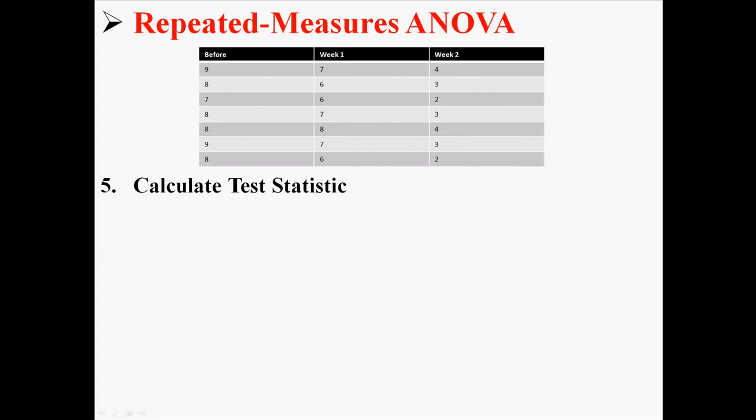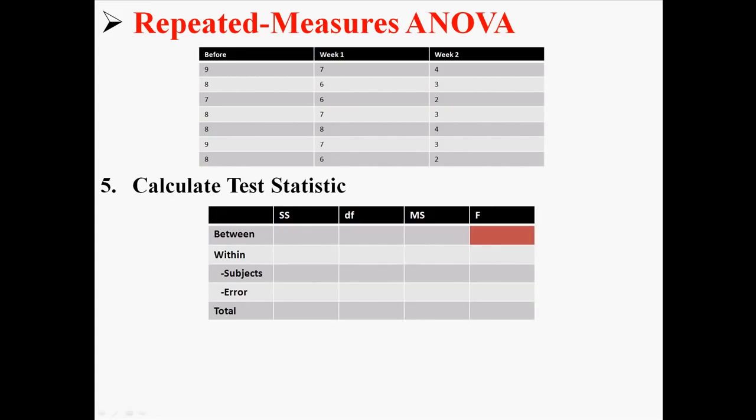Next, we're actually going to calculate the F. We're going to calculate the test statistic. So let me organize things in this table here. We're going to need to fill out this table with the goal of finding F. Note that this looks like a one-way ANOVA table. It still has between, within, and total, except now within is split into subjects and error, because some of the within subjects variability is consistent within subjects, and some of it is just due to random error.